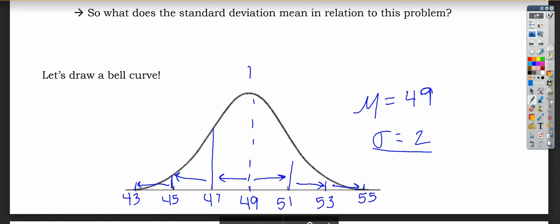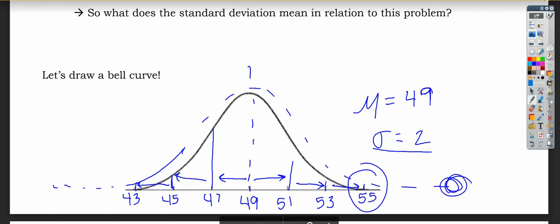So another thing I want to mention, the further away you are from your mean, the less likely it will occur. So just about everybody got 49 pieces of candy. But if I had 55 pieces of candy, that's very unlikely to happen. This bell curve technically does go on forever, so I could have 60 pieces, but the chance of getting 60 pieces of candy in a bag of Skittles is extremely unlikely. So the further away you are from the mean, the less likely it will occur.